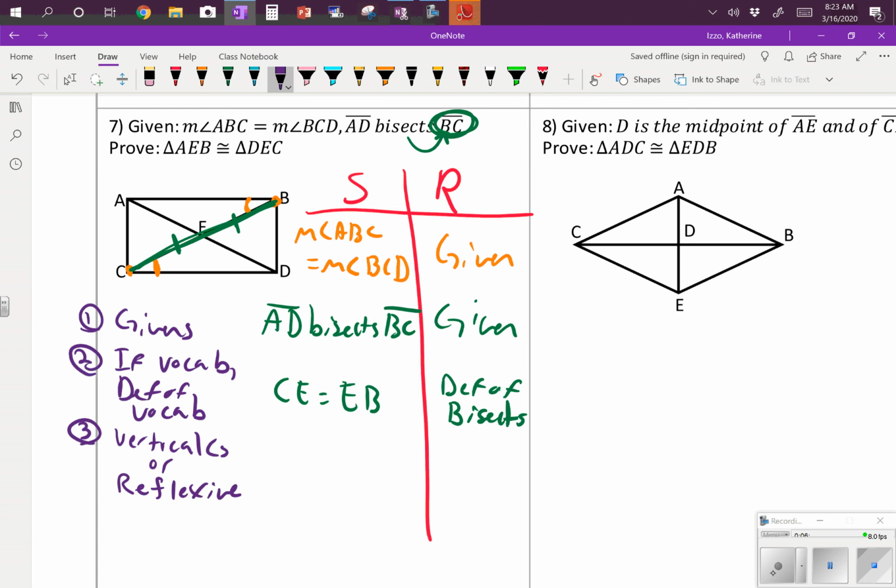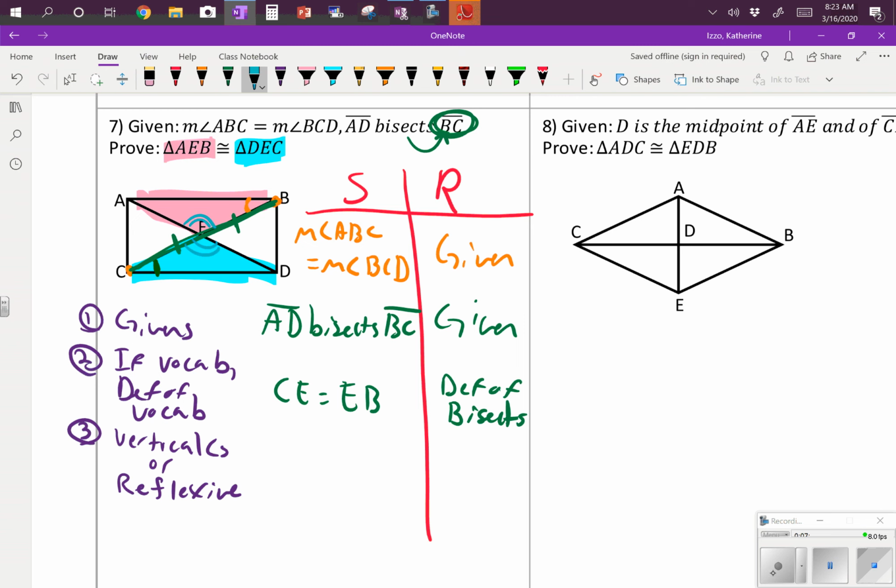In order to do that, we're going to actually have to figure out which of these two triangles we're looking at. So let's take a look at AEB. AEB is going to be this top triangle right here. And the next one is DEC. So DEC is this bottom triangle right there. Now, if they were right next to each other, that would be a reflexive side. They're across from each other. Since they're across from each other, that means that we get to look at vertical angles.